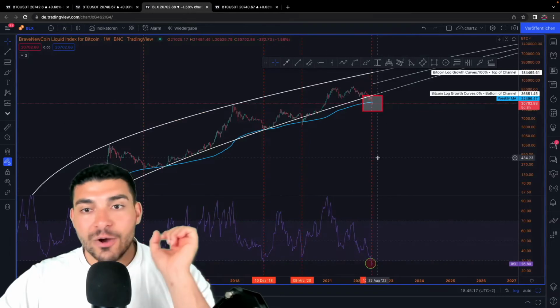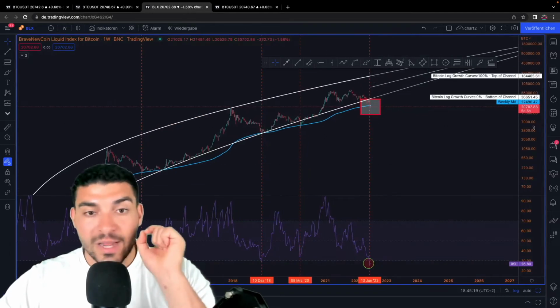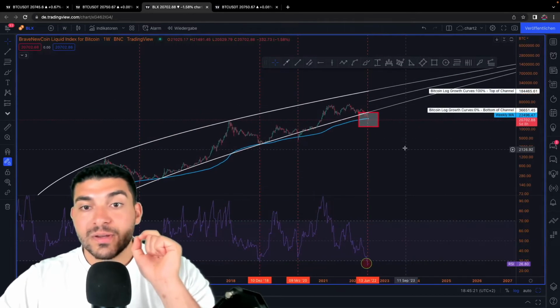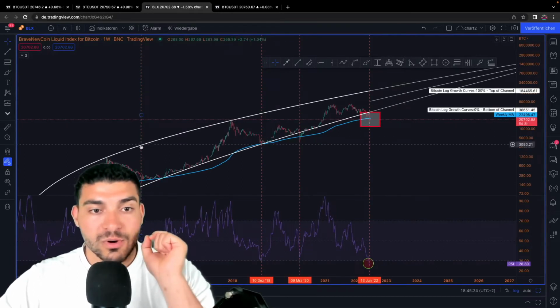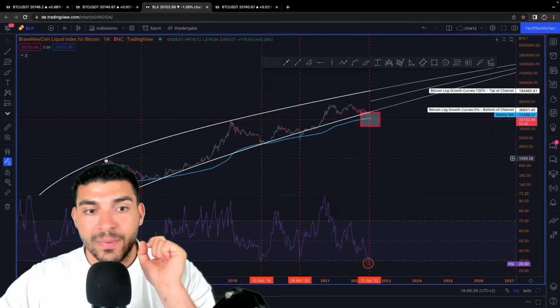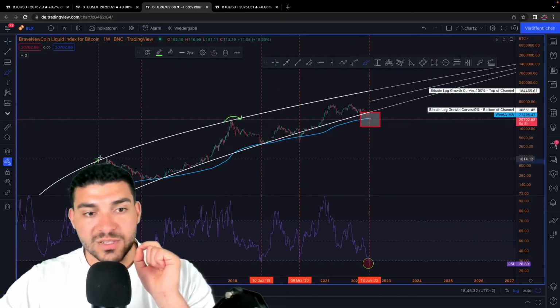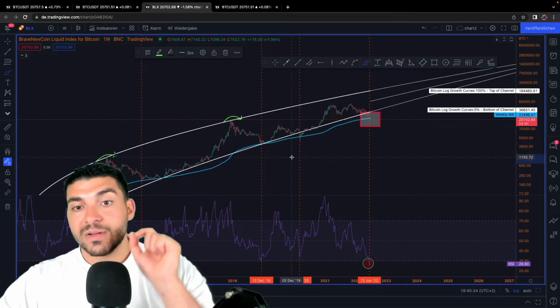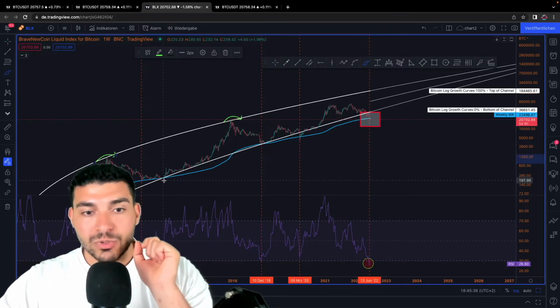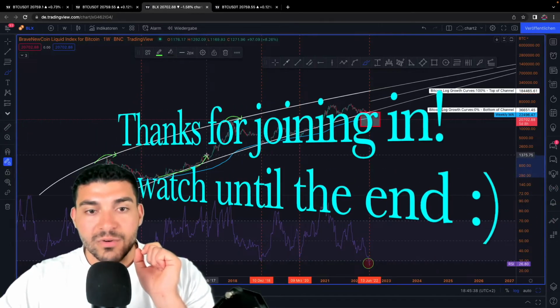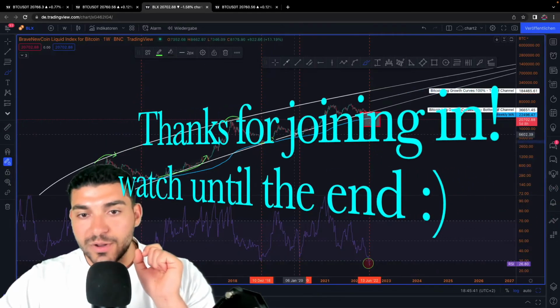So let's switch now to a weekly time frame. In this weekly time frame, we can see the Bitcoin logarithmic growth curve. The upper line area is a very strong line of resistance, as you can see here. Over here we have a resistance, and also over here. And the lower line area is usually considered a very strong line of support, as you can see here.